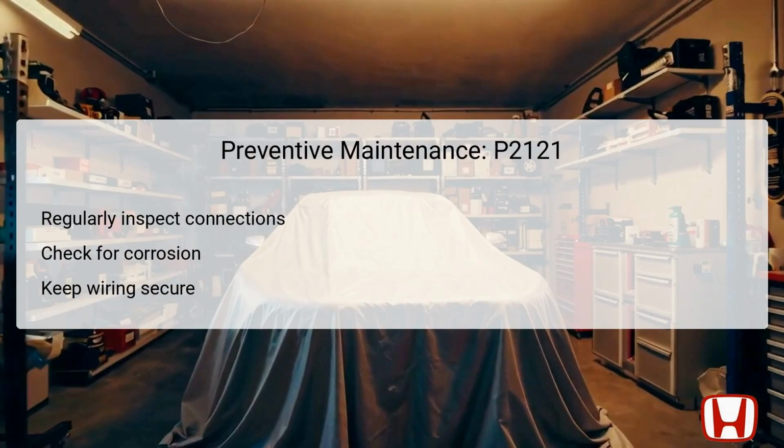Regular inspections should be performed to identify any signs of corrosion, wear, or loose connections. Ensuring that wiring is secured and protected from physical damage can significantly reduce the potential for faults that may lead to erroneous readings. Additionally, keeping all components clean and well-maintained will support reliable sensor performance over time. Implementing these preventive maintenance strategies can help extend the lifespan of the APP sensor system and promote better vehicle reliability.